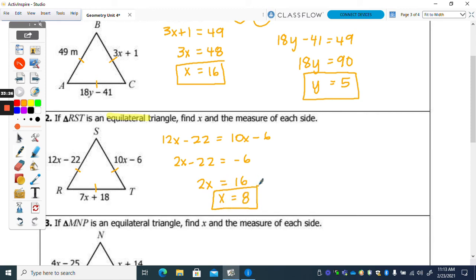Now it also wants to know the measure of each side. Each side is the same, right? So it doesn't matter which one we pick. I'm going to go with the 10 because that's easier to multiply. And I'm going to say 10 times 8 minus 6 is equal to 74. And that's the measure of each side.